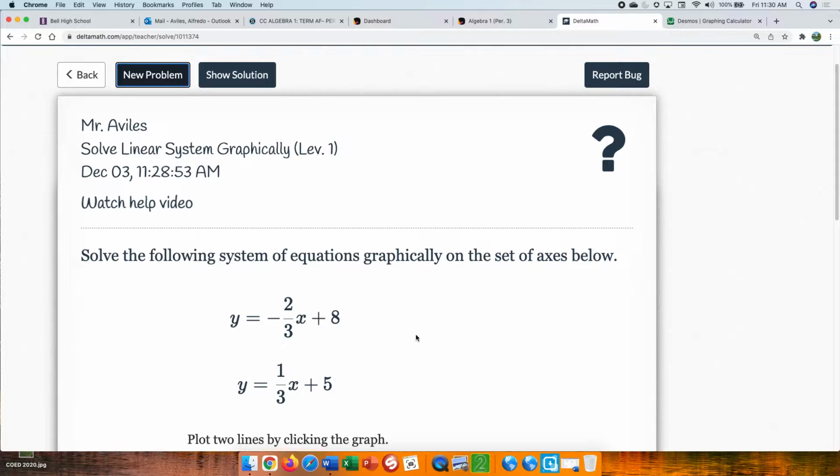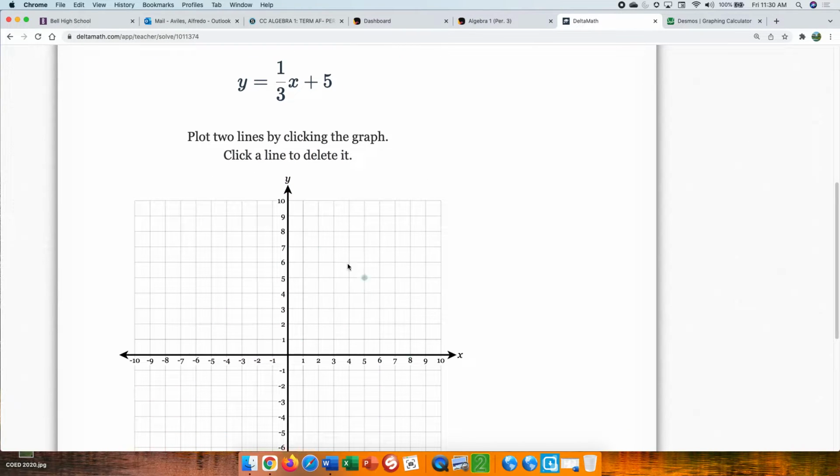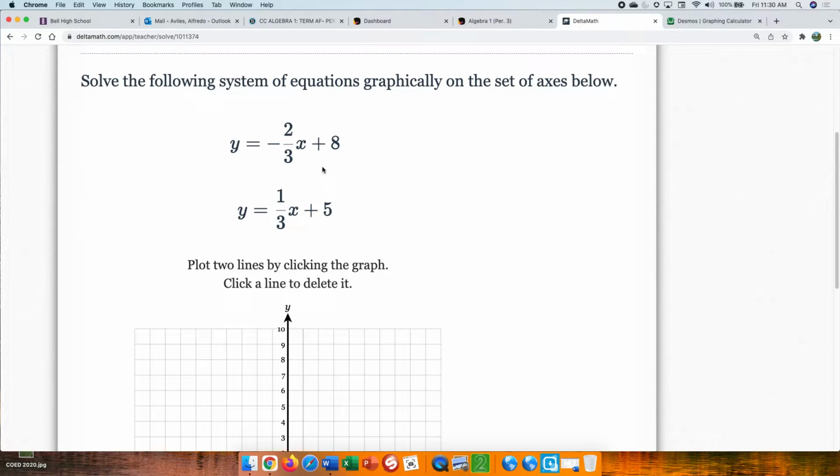Okay, so watch here so you know how to do it on Delta Math. Again, you've done this before. How am I going to graph these two lines here on the computer? Who can tell me how to, here on Delta Math? Let's start with this one. How do I graph negative 2/3 x plus 8? What do I have to do first?